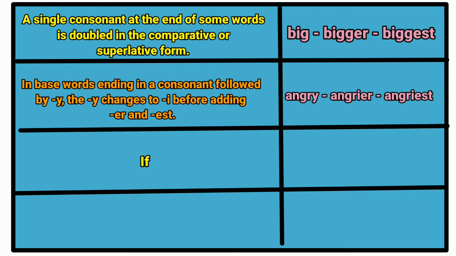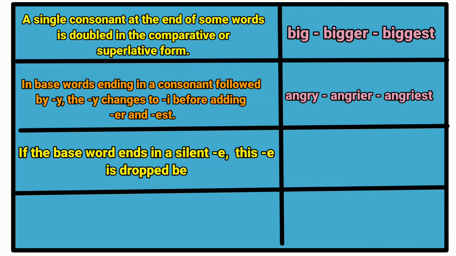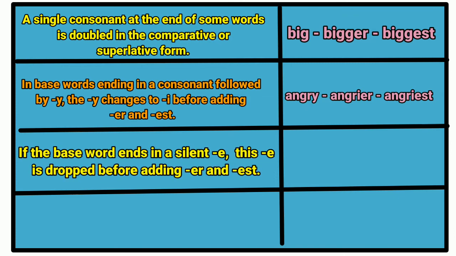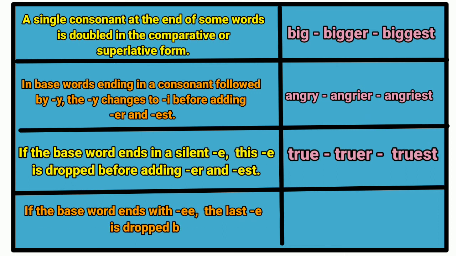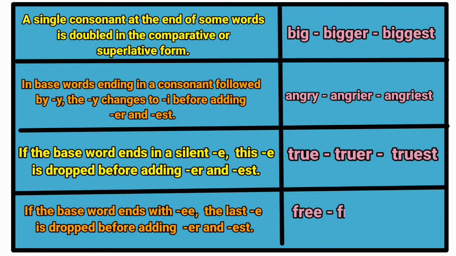Third condition: if the base word ends in a silent e, this e is dropped before adding er and est. For example, true, truer, truest. Last condition: if the base word ends with double e, the last e is dropped before adding er and est. For example, free, freer, freest.